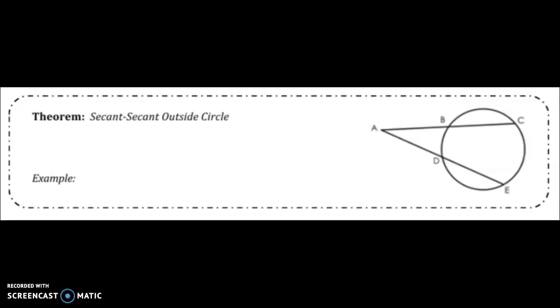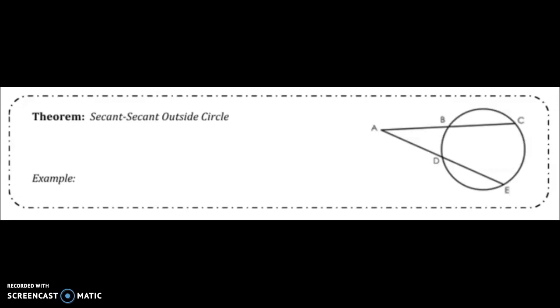All right, happy Wednesday. Today we are talking about more power theorems, and these involve segments created inside and outside the circle. On Monday we did chords, and today we're going to do secants, and secant tangents.